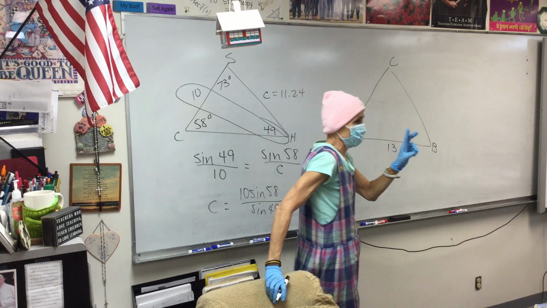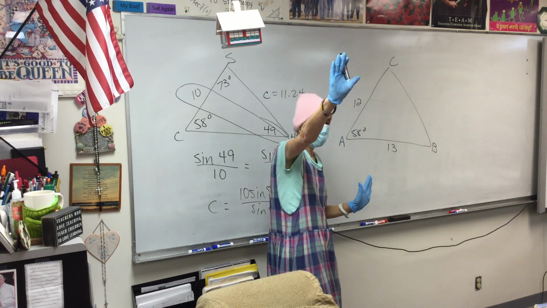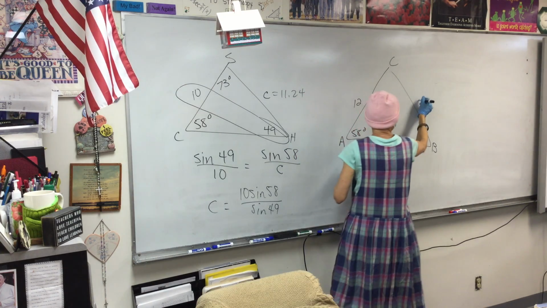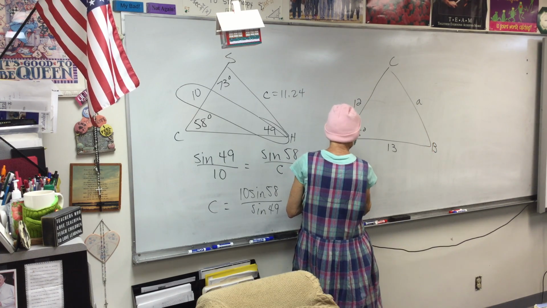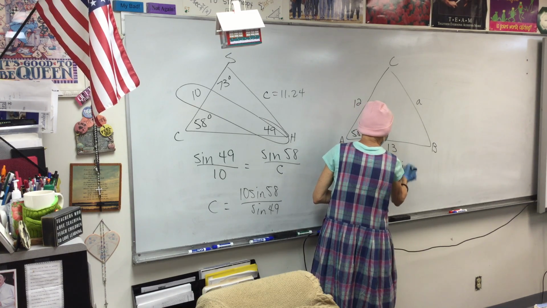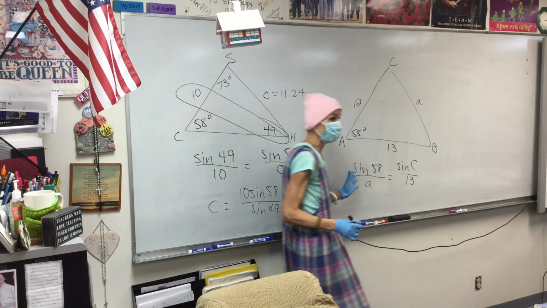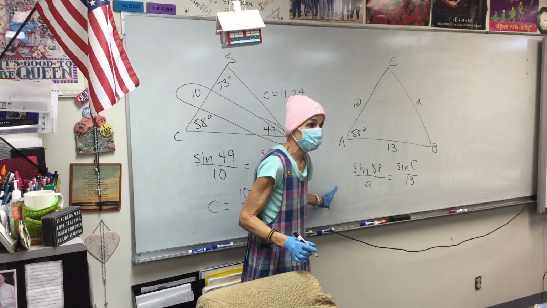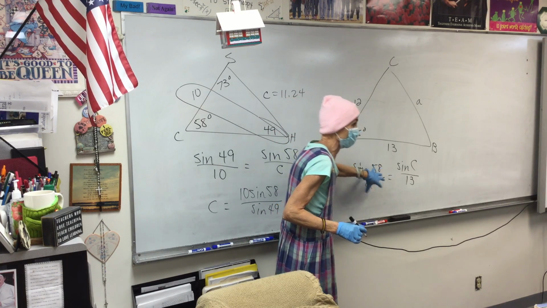No. Why not? Because you have to find two things if you do. I don't have a pair. And it isn't that I can't set it up. I can set it up, but look what happens. Sine 58 over A equals sine C over 13. See what happens? Too many variables. I have to have a pair.